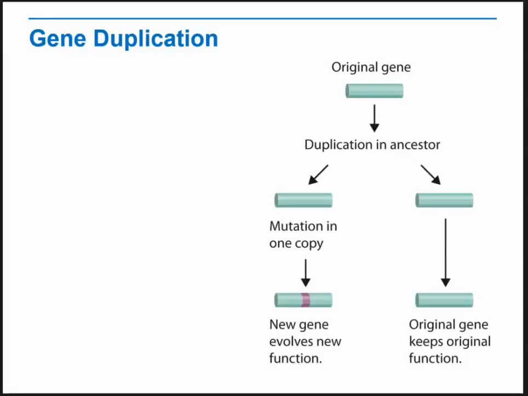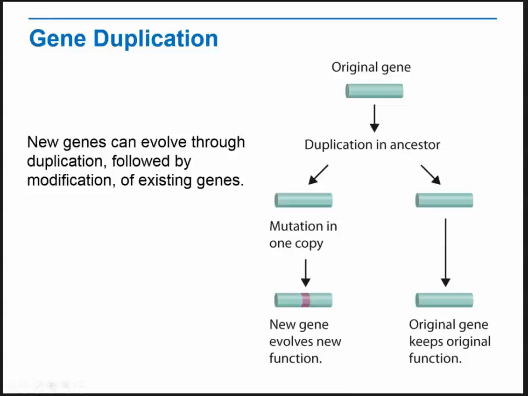One of the most basic questions we can ask is obvious. Where did the roughly 25,000 genes in the human genome come from? Modern genes probably descended from a much smaller number of genes in early life forms. So how could this happen? One way new genes can evolve is through duplication, followed by modification of existing genes.